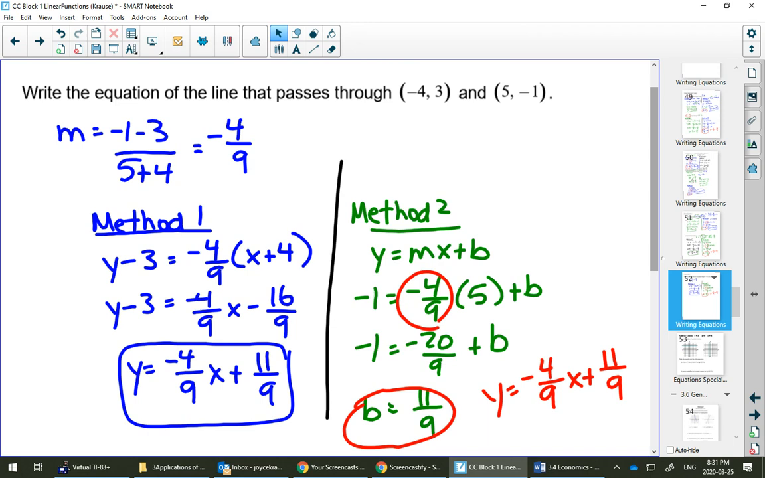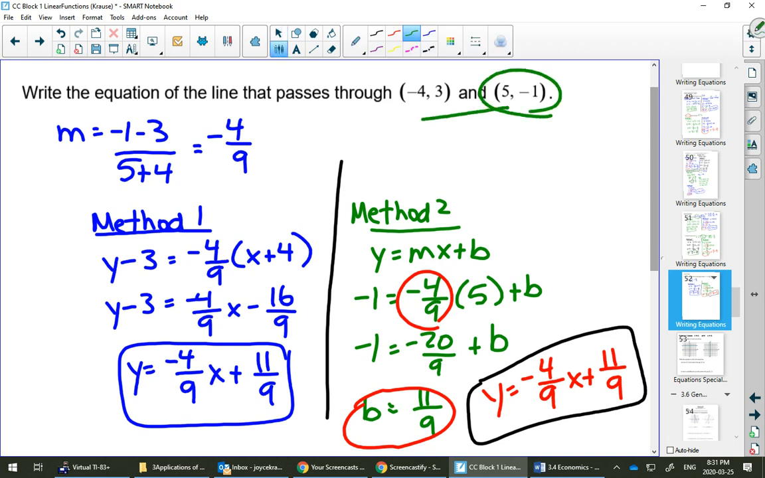Now, as you're following along with that, you may have noticed that your methods or your numbers look very different than mine, and that may have been because you chose a different coordinate than I did. But hopefully in the end, you still got the same equation. So if you notice, this time I made this my x1, y1, and I made this my x2, y2 when I was working with the equations.